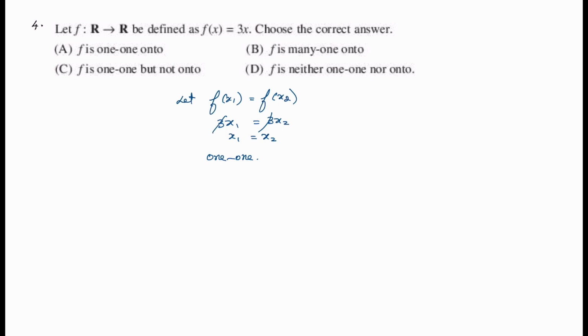Now let us check whether it is onto or not. Let f of x be equal to y. 3x is y, so x will be y by 3, where y belongs to the codomain R. So for any given real number in the codomain, there is a pre-image x. We have to just divide by 3. Therefore, pre-image is there for every real number in R. Therefore, the function is onto. It is one-one and onto. A is the correct option.